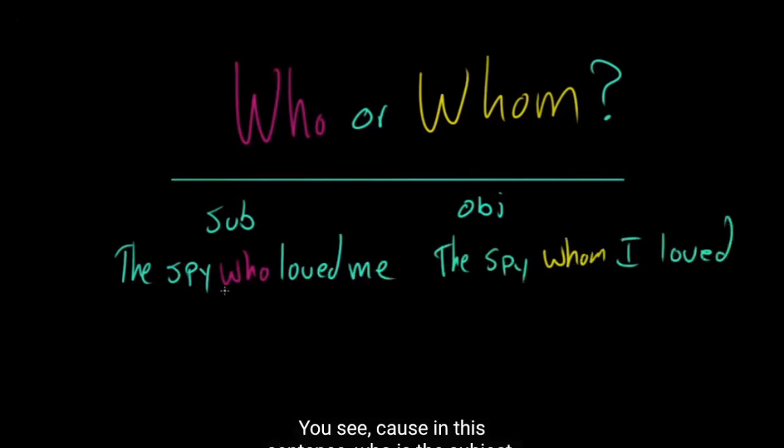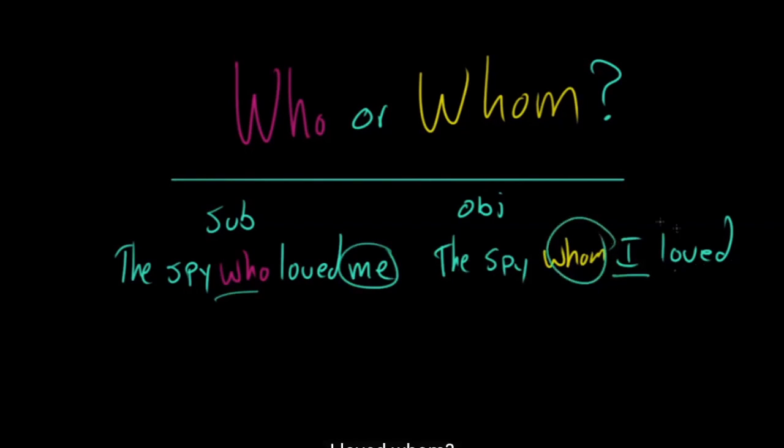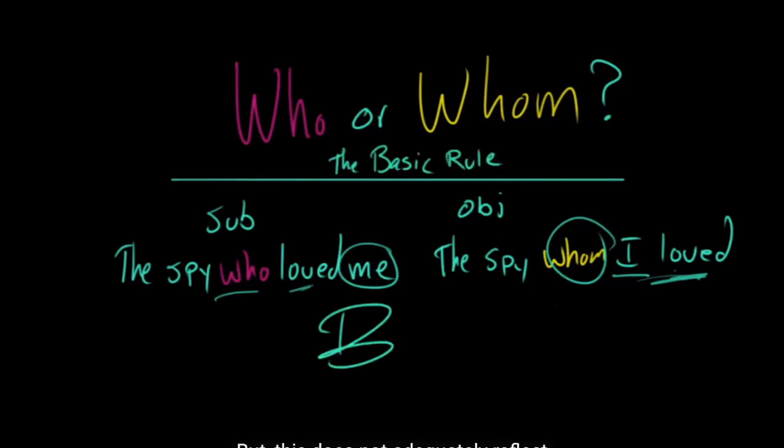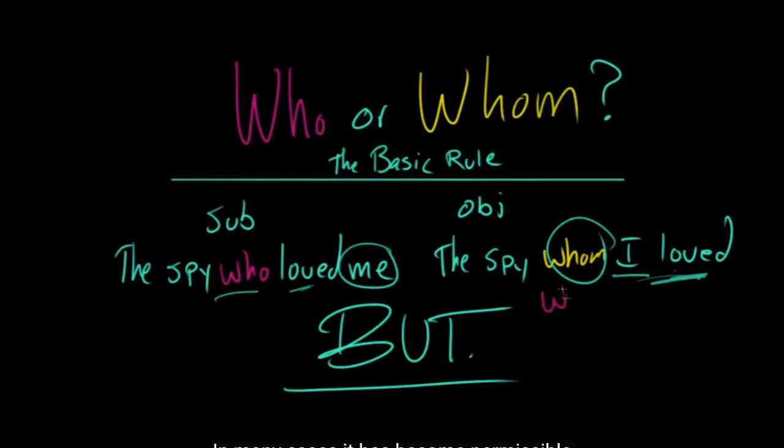You see, in this sentence, who is the subject, and in this sentence, I is the subject, me is the object, and whom is the object. I loved whom. In this sentence, I am doing the loving. In this sentence, it is the spy who is doing the loving. That's the basic rule. But this does not adequately reflect the way our culture actually uses and has used whom or who for some time. In many cases, it has become permissible to use who as an object. Let me show you what I mean.